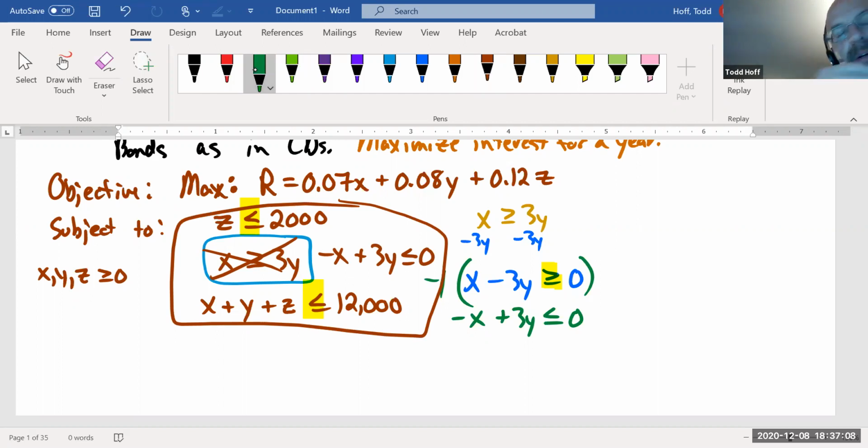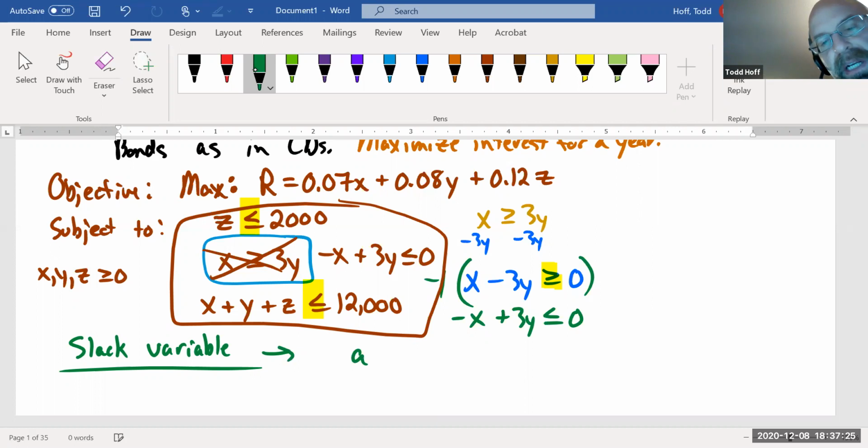So I'm going to write those constraints using something called a slack variable. What a slack variable is, the definition of an inequality, A is less than B, means that A plus some positive number C equals B. So I can turn an inequality into an equation by adding that slack variable. That's what C is, a slack variable.